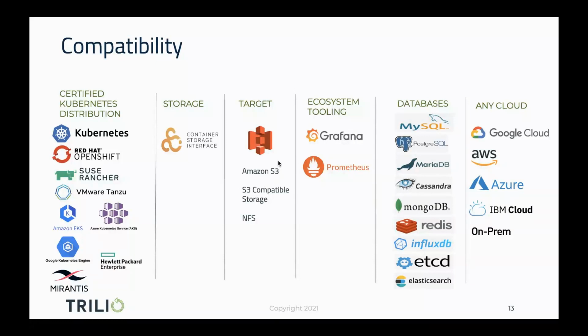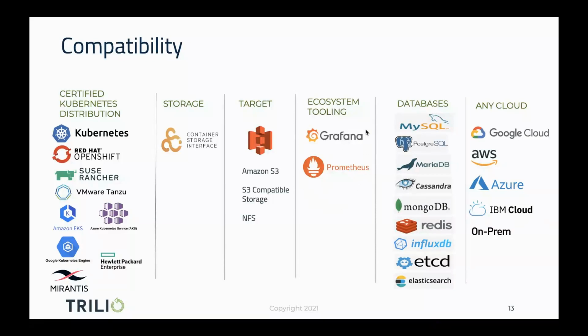For the targets, as I mentioned before, any S3 compatible storage as well as NFS. We actually don't have it listed here, but along with that S3 compatible storage, that encapsulates Google Cloud Storage as well. Amazon S3, of course, is there. And then through NFS, we can also use Azure Blob storage if needed for your backup target to store those backups too. A little bit about ecosystem tooling.